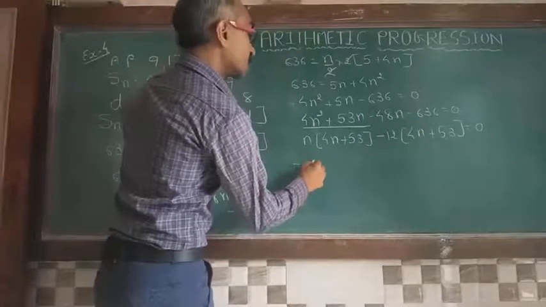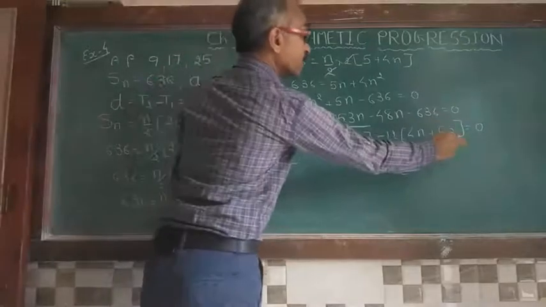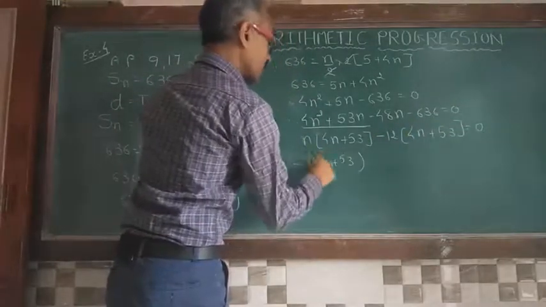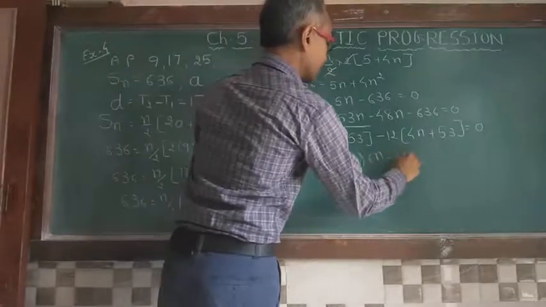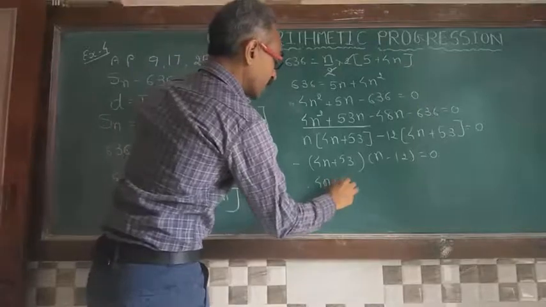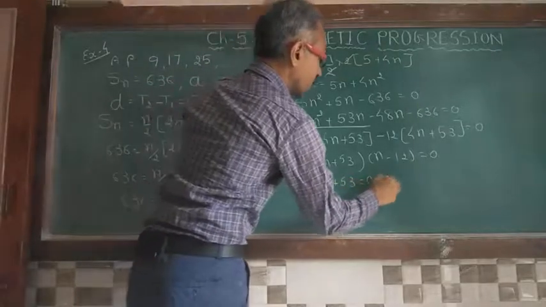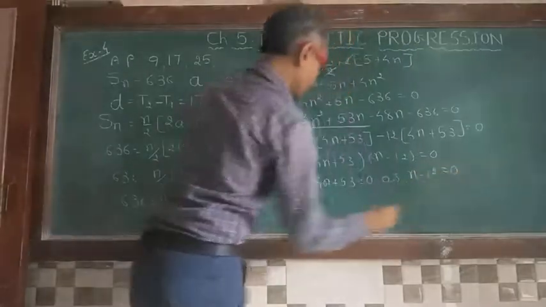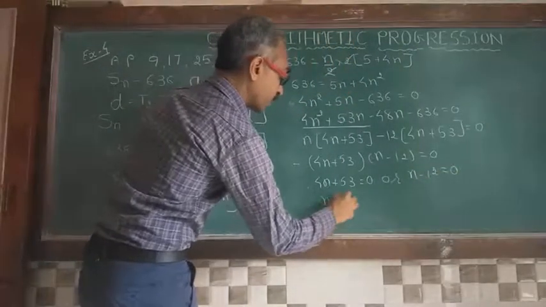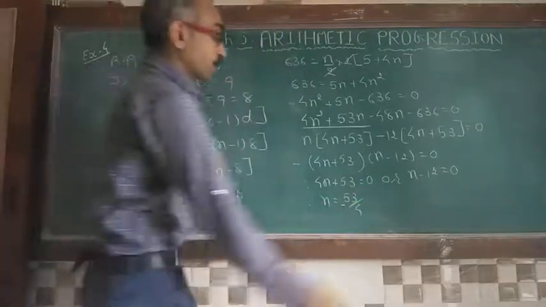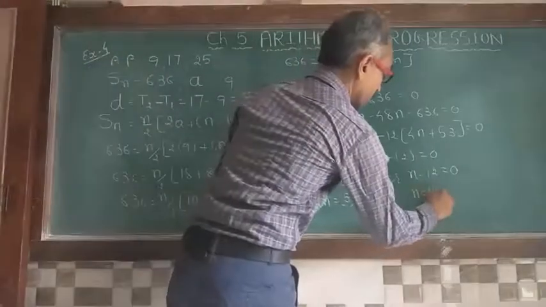That means, see here, 4n plus 53, and the remaining factor is n minus 12, is equal to 0. That means 4n plus 53 is equal to 0, or you can say n minus 12 is equal to 0. So here n is equal to minus 53 divided by 4, and here n is equal to 12.